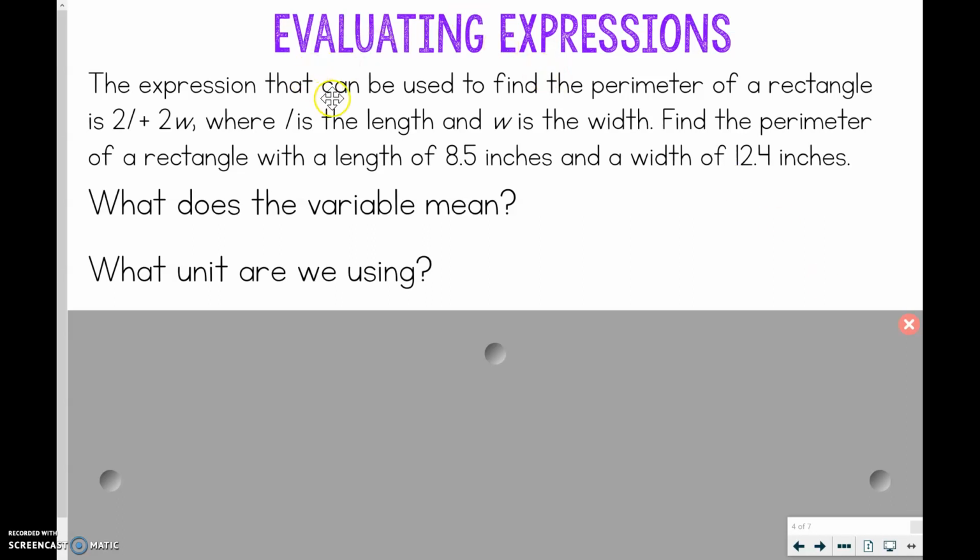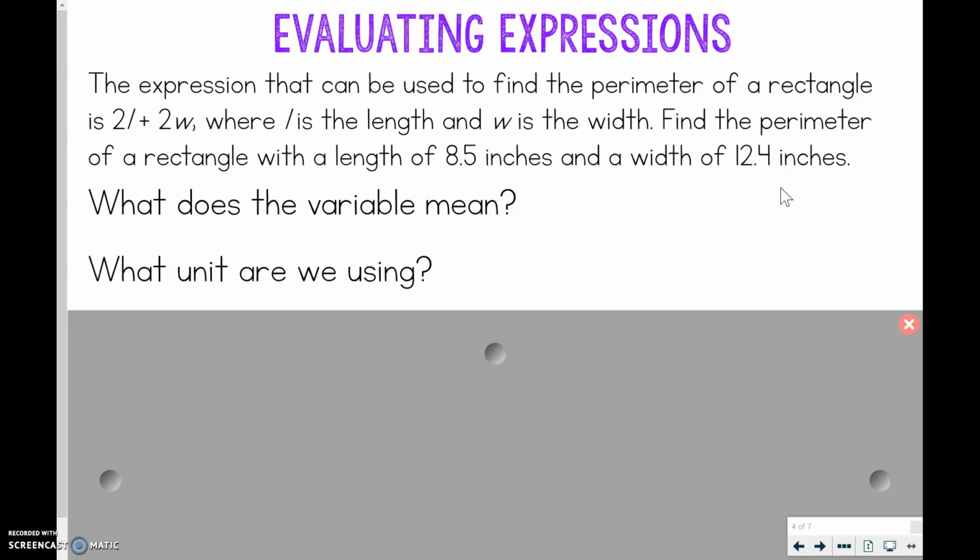So we've got the expression that can be used to find the perimeter of a rectangle is 2L, or 2 times L, plus 2W, or 2 times W, where L is the length and W is the width. So you don't need to actually know that off the top of your head. They're giving it to you, okay? They just want to make sure you know what the variables are representing, because that's important to know. So now find the perimeter of a rectangle with a length of 8.5 inches and a width of 12.4 inches.